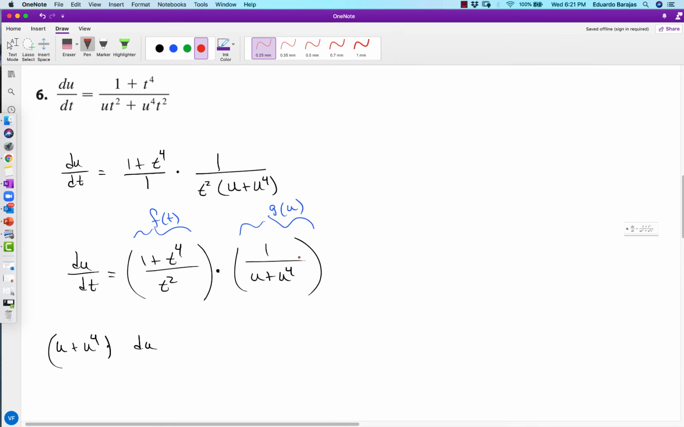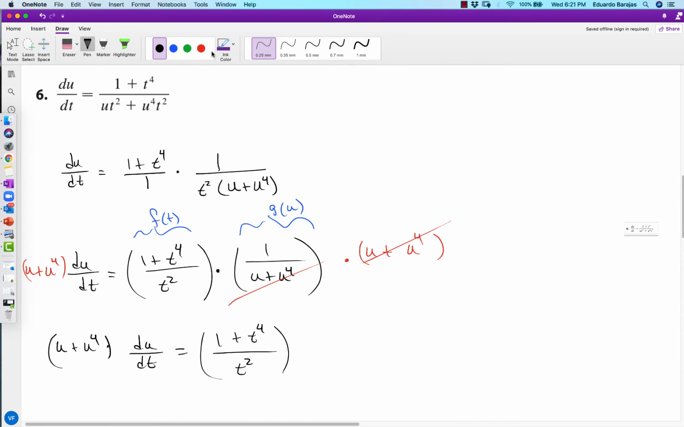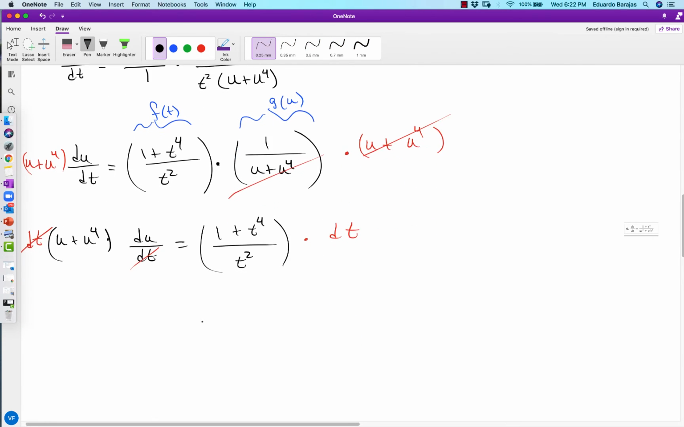Well, let's take a minute and write it down over here. This is going to be times u plus u to the fourth power on this side. That cancels with that. And then multiply this side by u plus u to the fourth power, like that. So then I have du dt is equal to 1 plus t to the fourth power divided by t to the second power. And now I multiply both sides of the equal sign by this dt. So that'll cancel with this and multiply it by this. I get that. And so now I end up with exactly what I wanted.